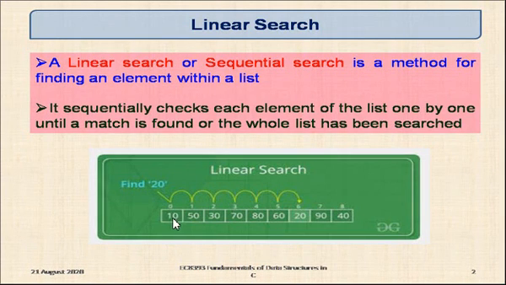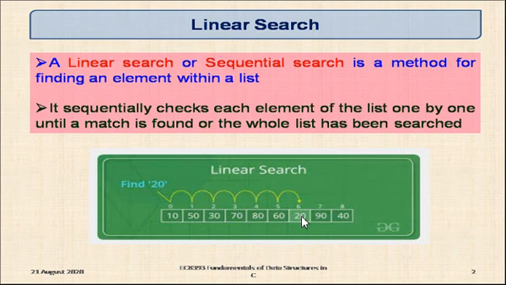Here you see we have a set of elements. This is what is called a list. Assume that I am searching for the element 20. So what will happen? This search will compare the element to be searched with each and every element of the list one by one sequentially. It will compare 20 with 10. It is not matching, so it will go to the next one. It will keep on checking for the match.